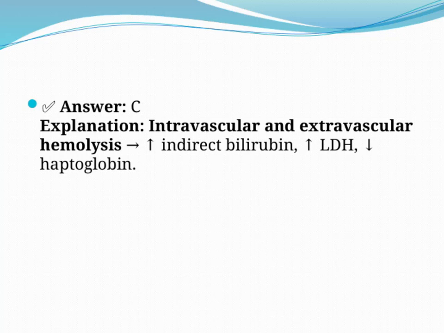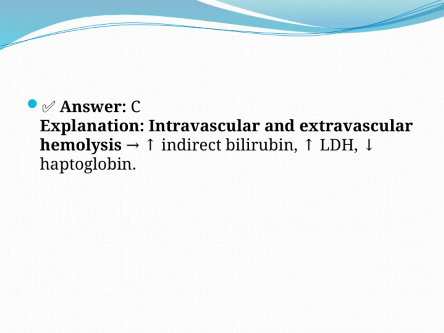Answer is C, and let's explore why that's correct. When we see intravascular or extravascular hemolysis happening, certain laboratory findings are characteristic. For example, there's an increase in indirect bilirubin, which occurs because the breakdown of hemoglobin releases bilirubin that hasn't yet been processed by the liver.